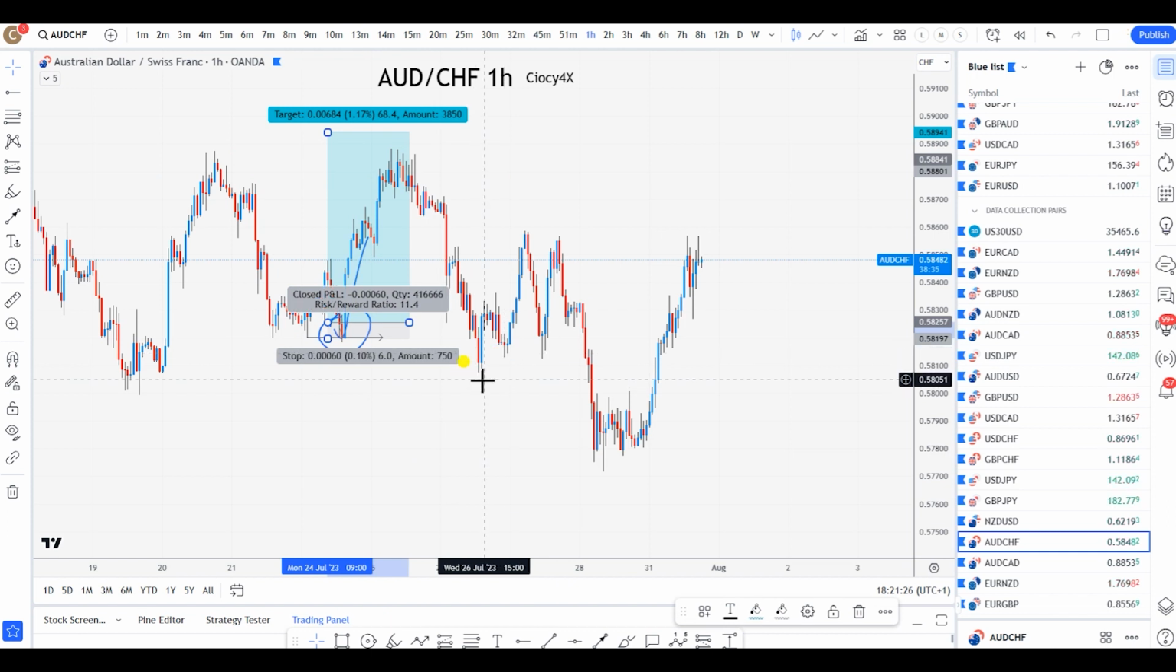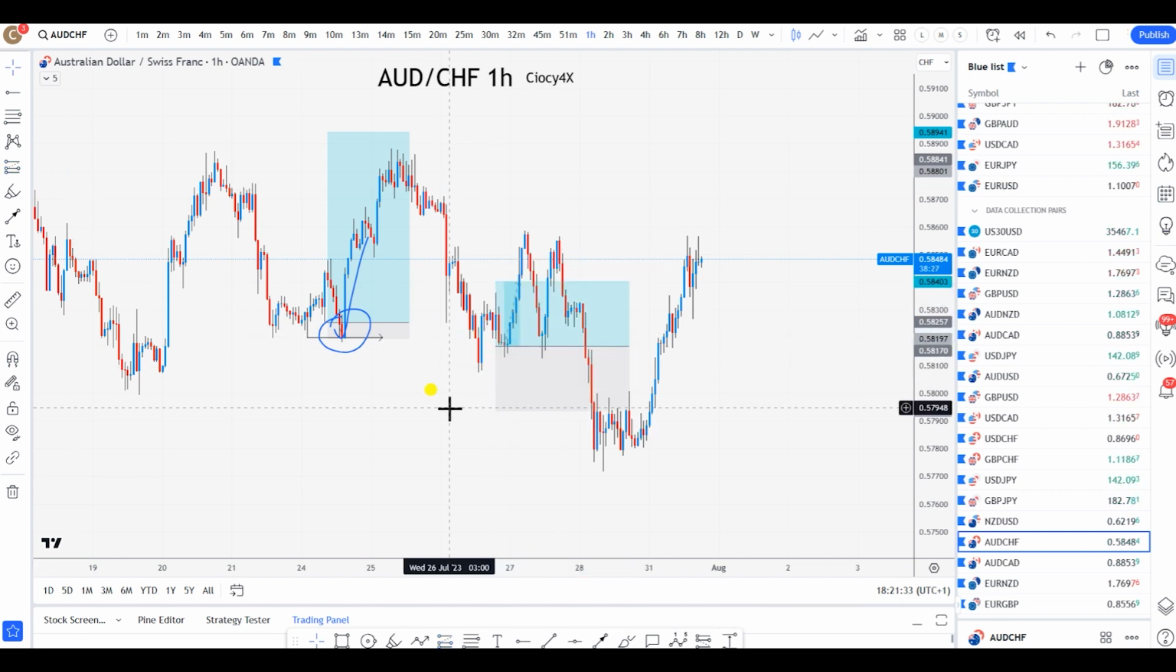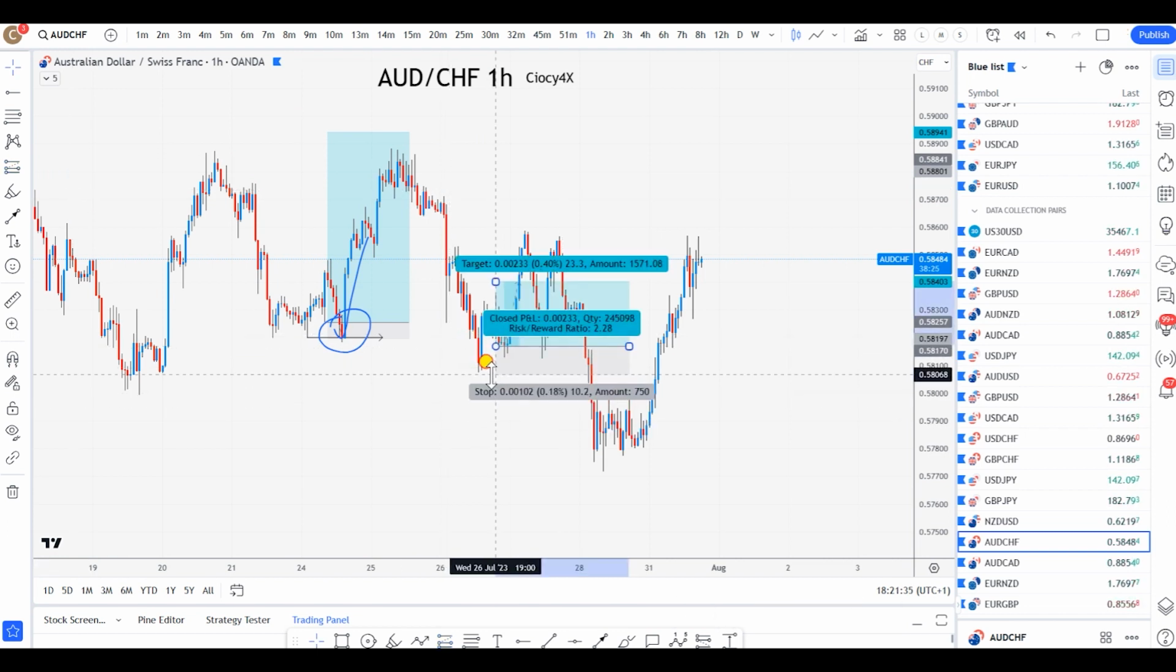Then it came back down here, but I did not take any more trades. However, there was another beautiful trade over here. This one. And you might be wondering why I've taken this trade. Why would I have taken this trade?